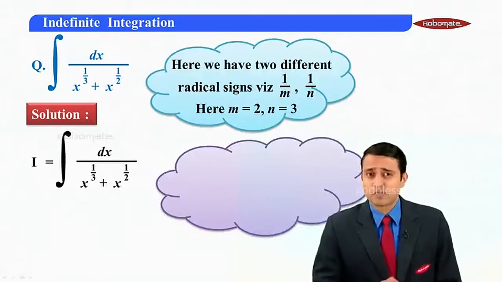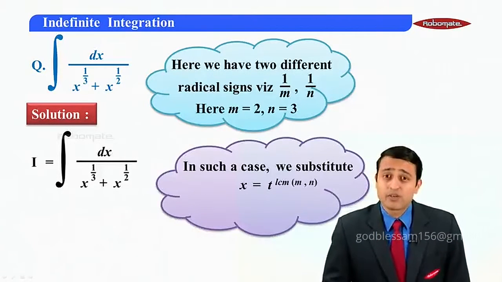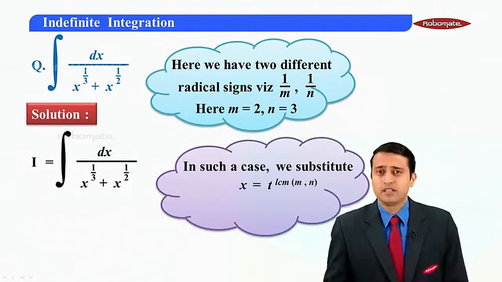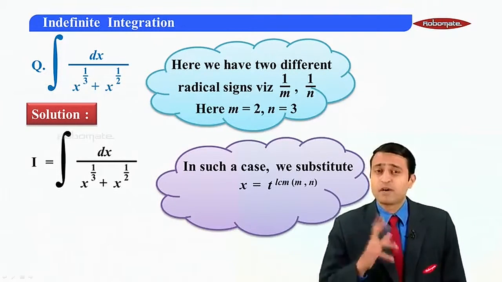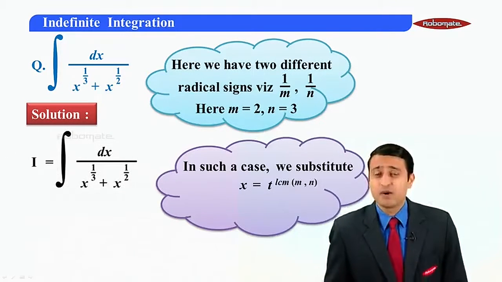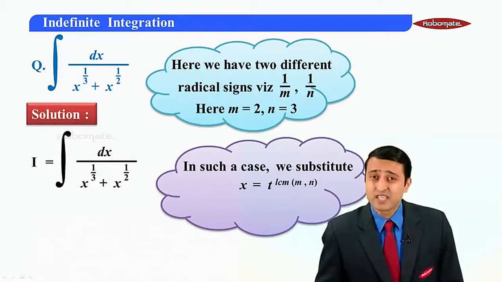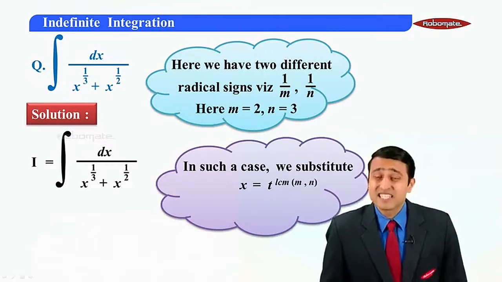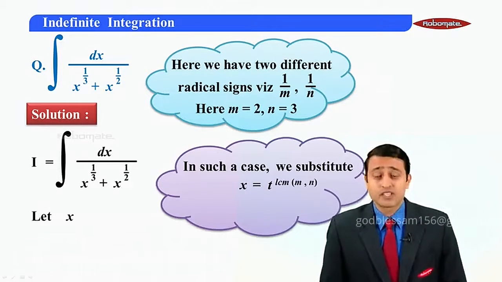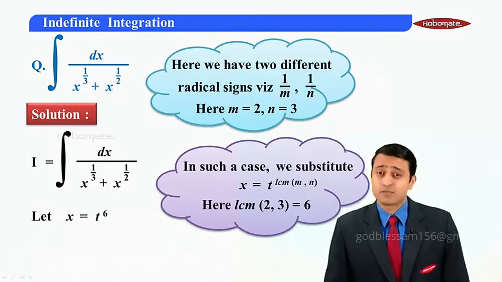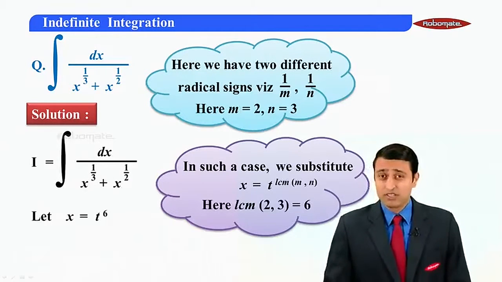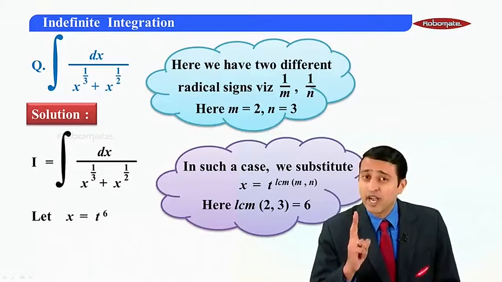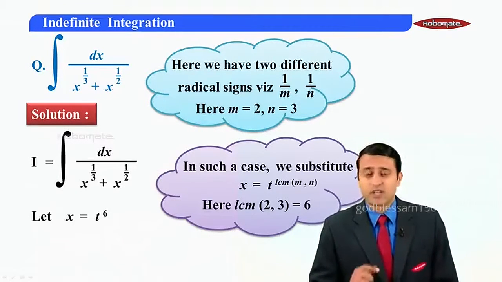So in this case, what am I supposed to do? I am supposed to substitute x as t to the power LCM of m comma n. X will be t raised to some number and that number is LCM of m and n. In this case, m is 2 and n is 3. LCM of 2 and 3 is 6. So we'll have to substitute x as t raised to 6. So let us put that x as t raised to 6. Now this substitution is so convenient that it will remove both the radical signs. Okay, so let us proceed further.